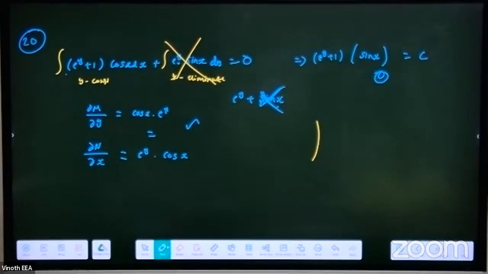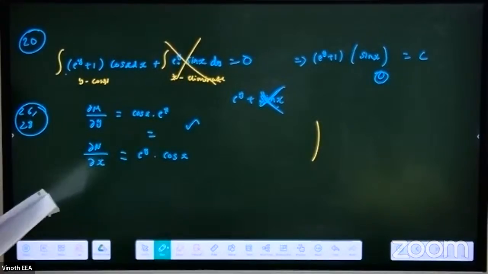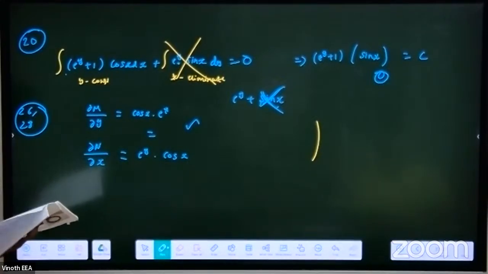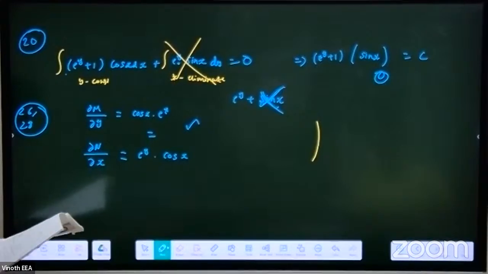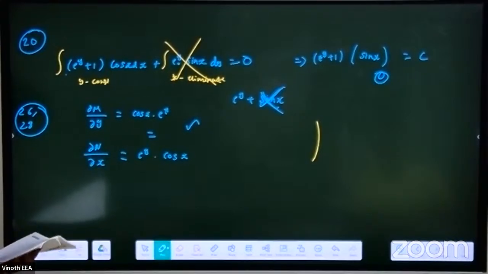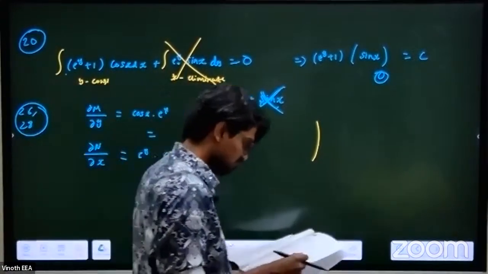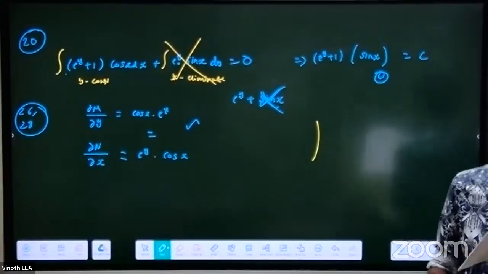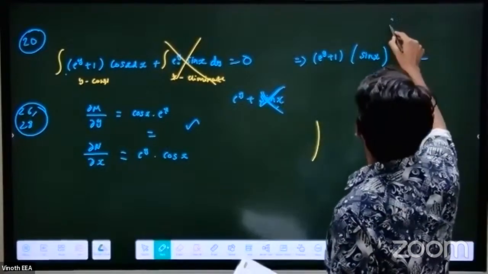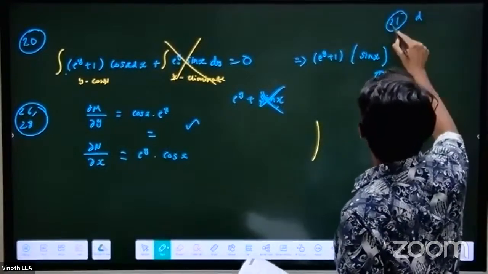For homework, you can do 26 and 28. After we cover the integrating factor, then Newton's law of cooling, and then the radioactive law, we can do the balance questions. The answer to 21 is option D. You will get option D.